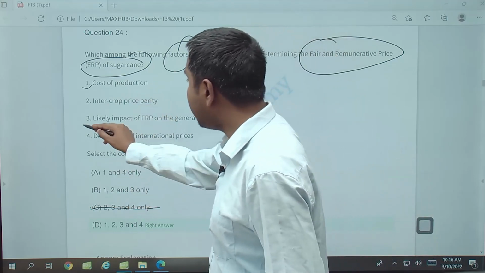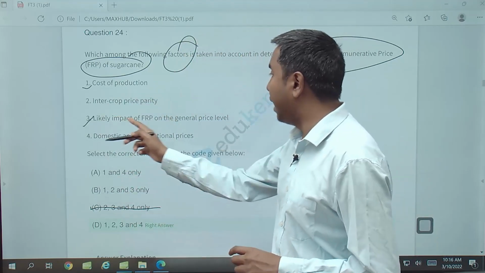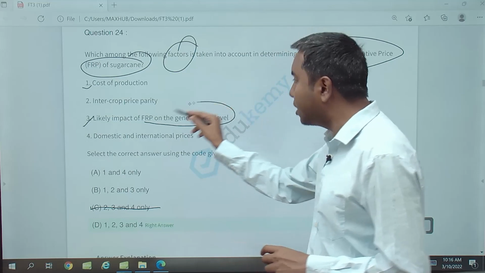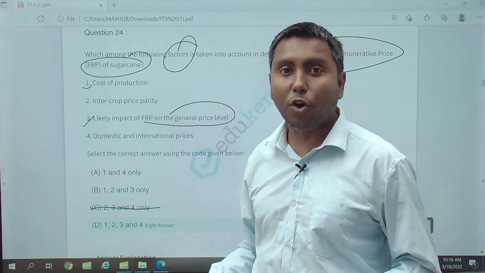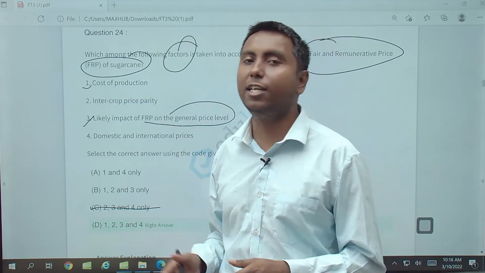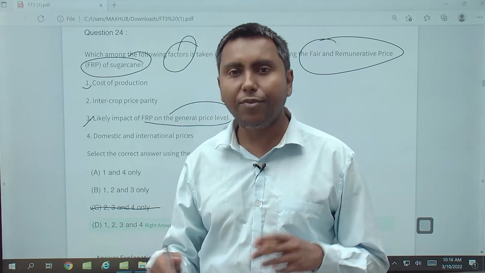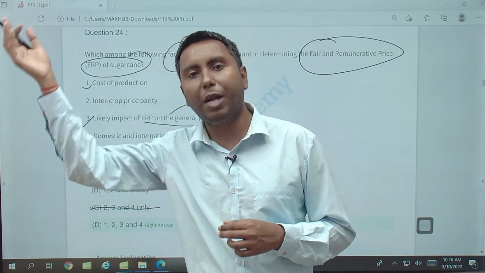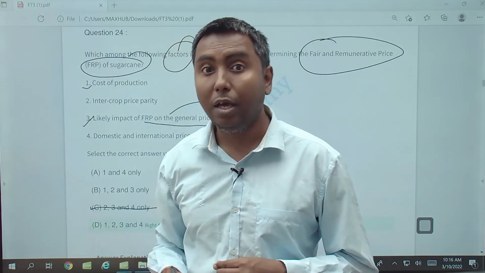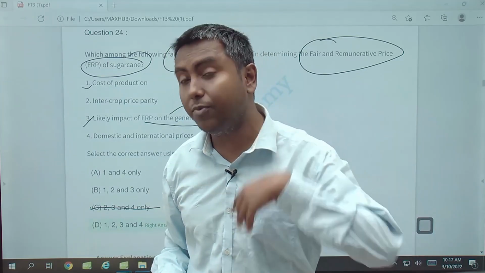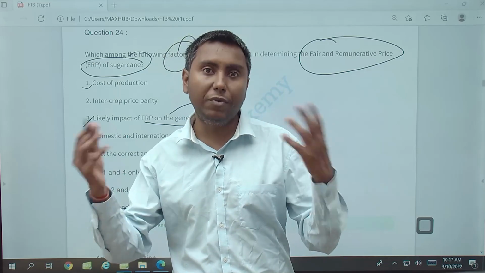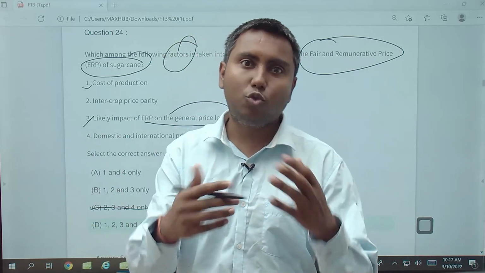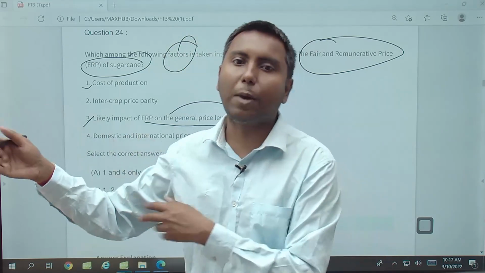Now come to statement number 3: likely impact of FRP on the general price level. Of course this will be taken into account, because suppose the government fixes a very high price for sugarcane to benefit farmers. That means sugar mill owners will have to pass that price on to consumers.